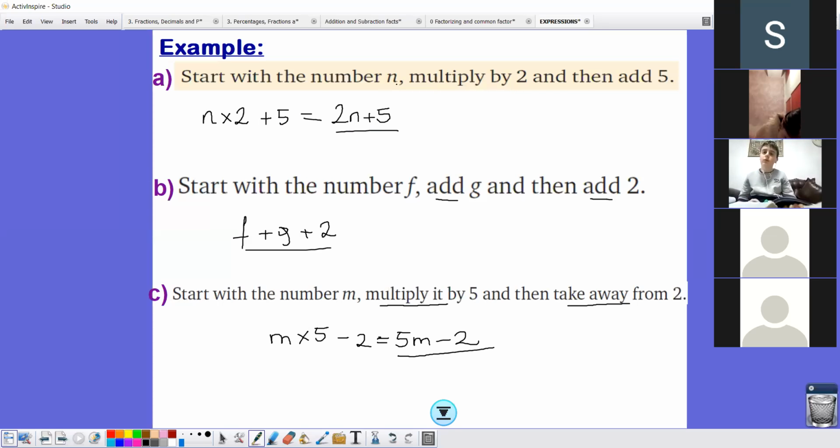Did you write? Do you also have this one in your book? I can't find it in the book. We have it in exercise 2.1. Write these sentences as expressions. Start with the number p and then multiply it by 3. Start with the number a and then add 4. Start with the number d and then take away 8. It's not the same as the book examples; the first one is in worked example 1, the second is not. Write the different examples in the notebook, okay?